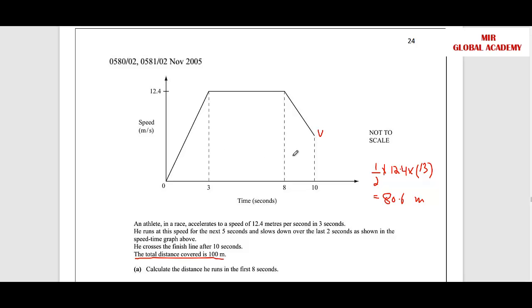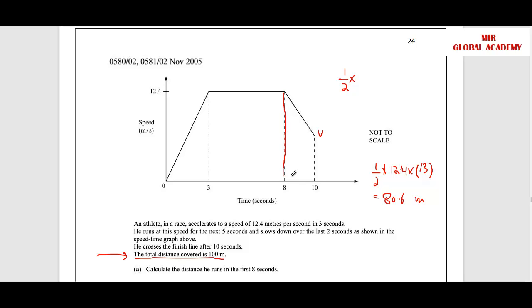Now we must have some information in the question to find this one unknown, and that is this information, that the total distance covered is 100 meter. Now we will find the total area, and for that we will split this figure into two parts. This is a trapezium and this is also a trapezium. We have already calculated the area of this trapezium, which is 80.6. Now we have to find the area of only this trapezium.